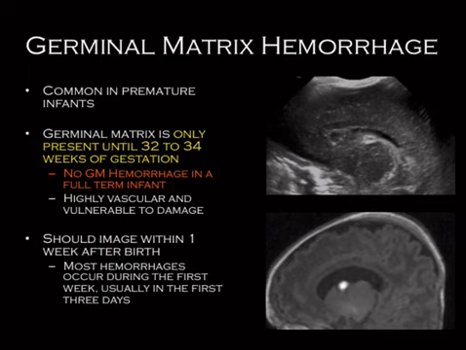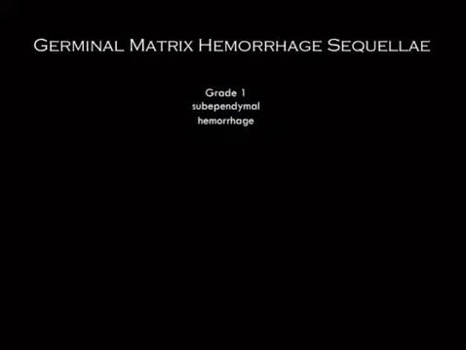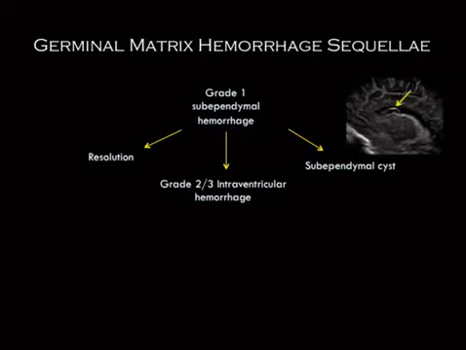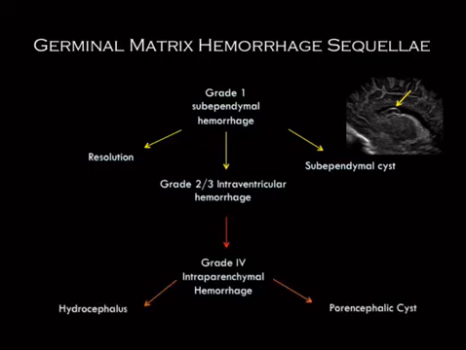Typically, they image them within 1 week after birth, as most hemorrhages occur in the first week, usually within the first couple of days. So there's a grading system. You can have grade 1, which will either resolve or progress. And sometimes you can end up with a subependymal cyst, sort of looks like that, as a sequel of old hemorrhage. You can have further progression into grade 4, which can result in badness like hydrocephalus or a porencephalic cyst if you end up having some dead brain.